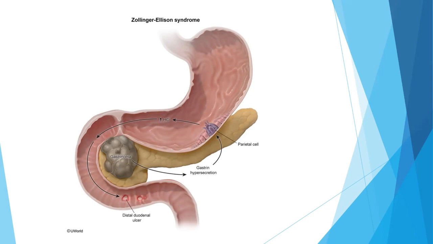Now, if there is increased production of acid, then this acid will ultimately go where? It will go towards the duodenum, and then it will get alkalized or neutralized there. But the duodenum is not able to neutralize a very large amount of acid production. So in gastrinoma, typically there is a very large amount of acid production. So this acid will go on to damage the duodenum, causing distal duodenal ulcers.